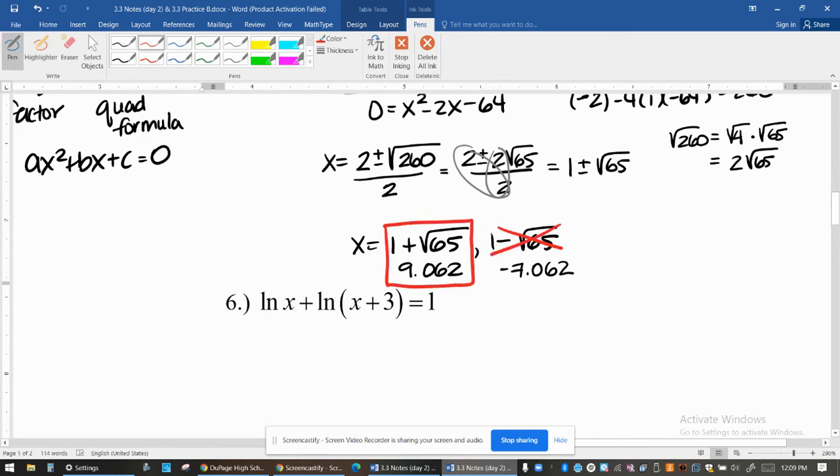Now remember, the directions did ask us for exact and simplified answers. So your exact answer would be the one without the decimal. Your rounded answer would be the 9.062. I like to use the squiggly equal sign for those.